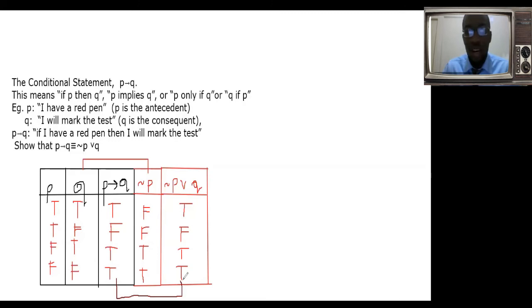Now notice that all of these that I'm saying still include P and Q, but in a different order. Like if I said, I will mark the test, then I have a red pen. That is Q implies P. All of these types of statements, Q implies P, or not P implies not Q, or not Q implies not P, are different forms of the conditional statement that are known as the derivatives of the conditional statement.